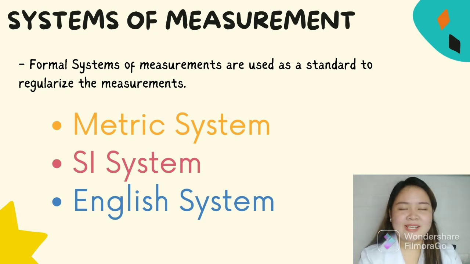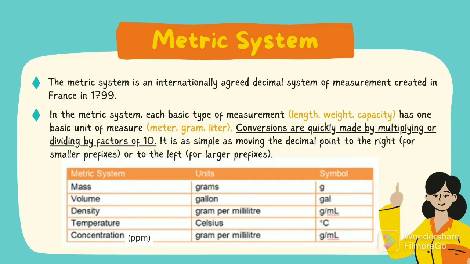We have three popular systems of measurement: the metric, SI, and the English system. Let us now compare those three. The metric system is known for its quick conversions, as it is made by multiplying or dividing by factors of 10. In this system, mass is measured in grams, volume in gallon, density in gram per milliliter, temperature in Celsius, and concentration in parts per million as gram per milliliter.